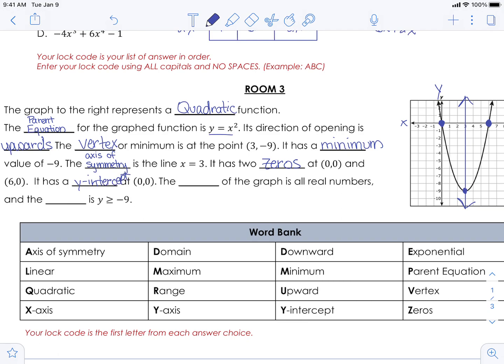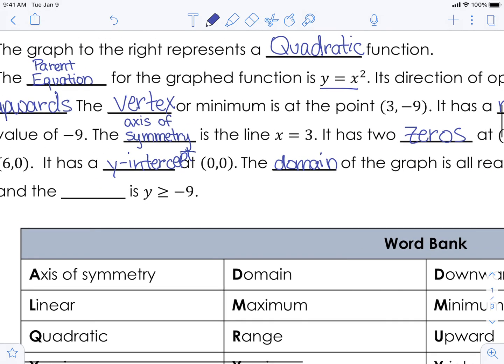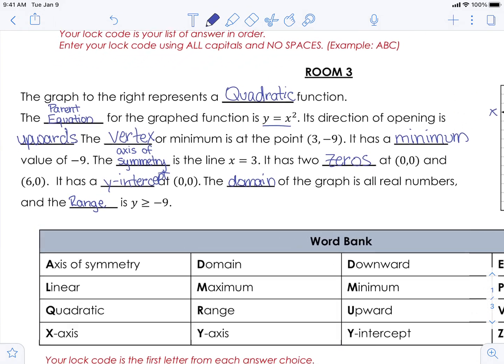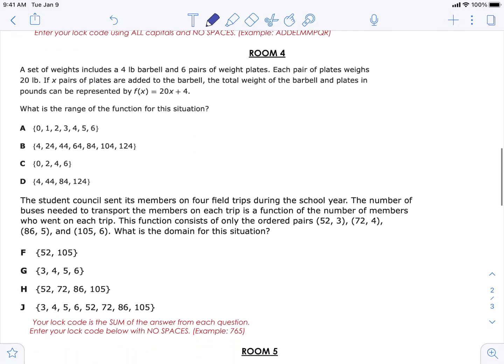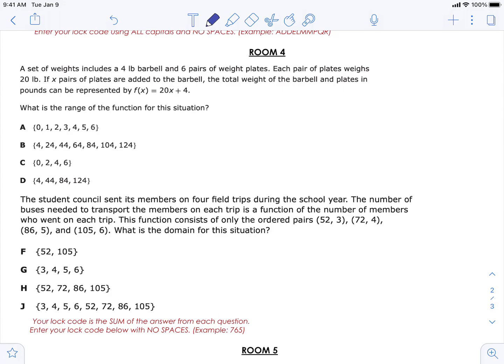Okay, the blank of the graph is all real numbers. That would be our domain. And the blank is y is greater than or equal to negative 9. Well, that would be our range. So understanding our key features is what this part is checking for. So based on the graph, that is the information from there using our vocabulary words. Okay, looking at the next one. It looks like maybe domain and range, so let's look.